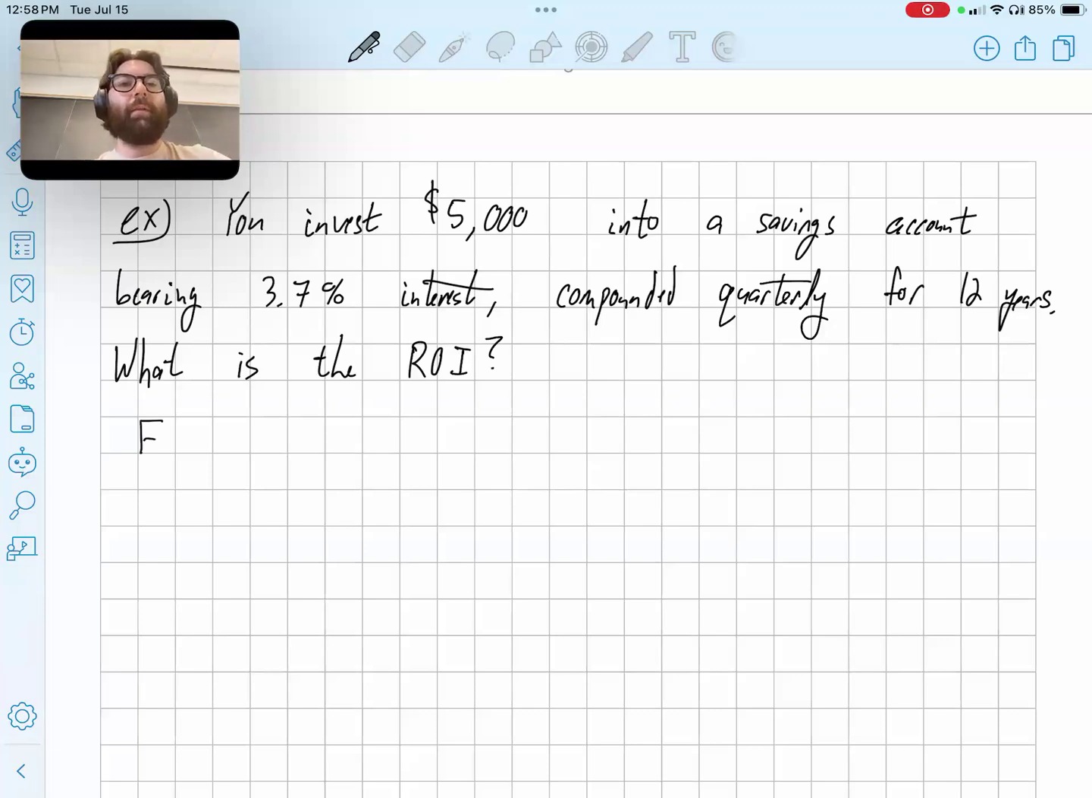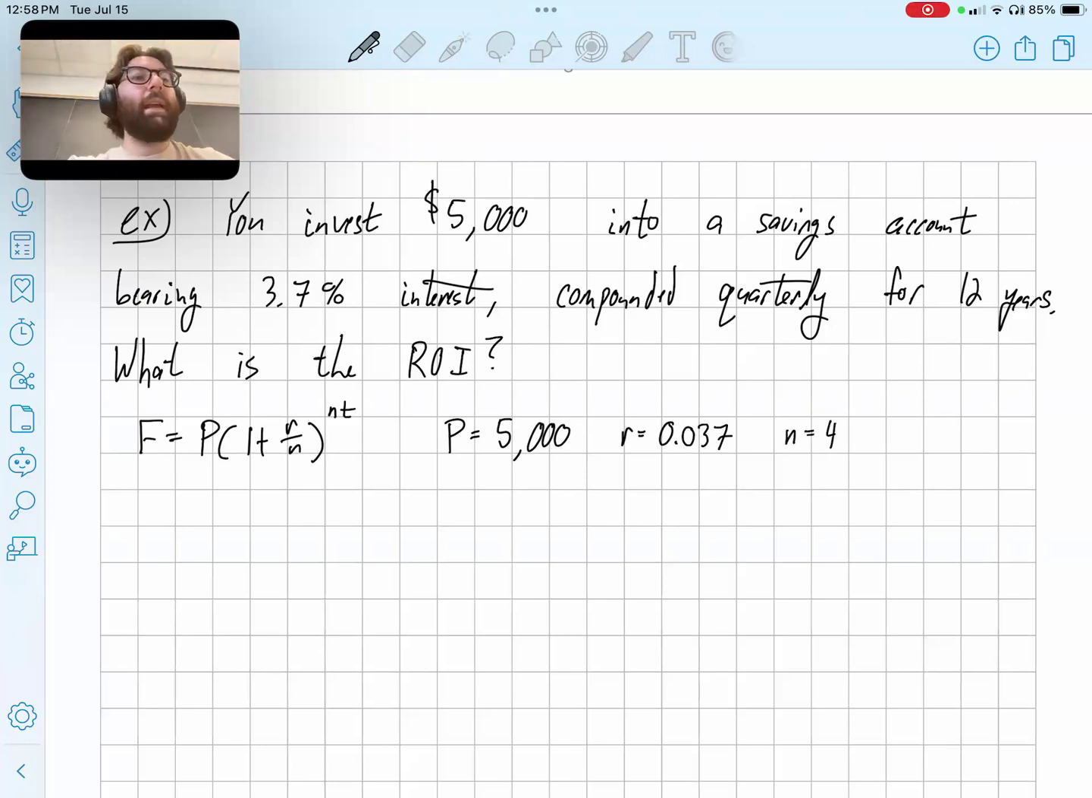So, like before, F equals P times 1 plus r over n to the n times t. And in this case, our P, our principal, is $5,000. R is 0.037. N is 4 because it's quarterly, so that's 4 times per year. And T is 12, so we're doing 12 years. And N times T is 4 times 12, which is 48.